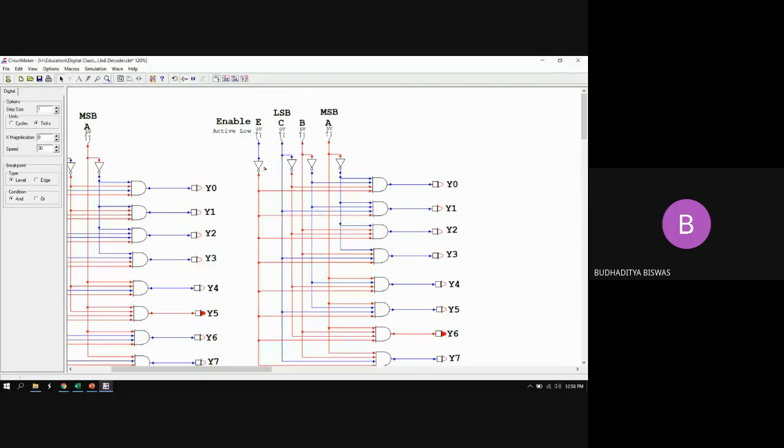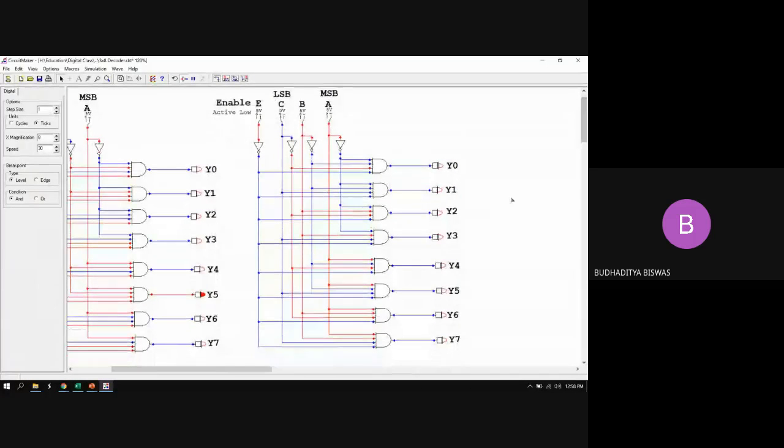here after a NOT gate modification, it is connected to every AND gate. So that means if a 1 is there in the enable input, then due to the NOT gate, a 0 is produced, and this 0 is connected to every one of the inputs of the AND gate, and that's why whatever the input combination, the output will not be shown.